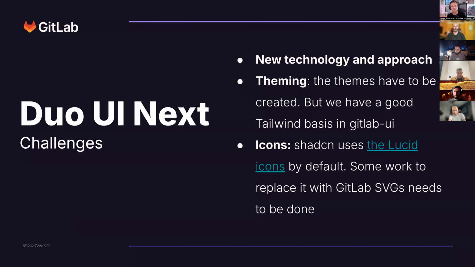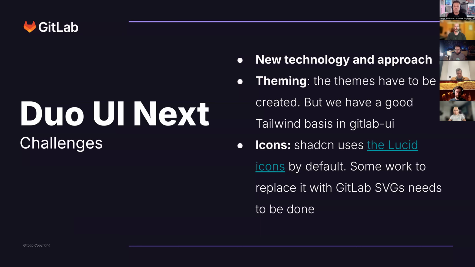Now, theming. The themes have to be created, of course. But again, we have a good Tailwind basis in GitLab UI because GitLab UI realized this Tailwind need. And we also have some basis for Tailwind in GitLab UI that we can port to Duo UI, I guess. But we'll take a look at that. Icons. This is a bit of a bummer. ShadCN uses the Lucide icons by default. But there is a mechanism to switch this to our GitLab SVGs if we really need to, and I suppose we do. So this has to be done, but it's not impossible. It just has to be done.